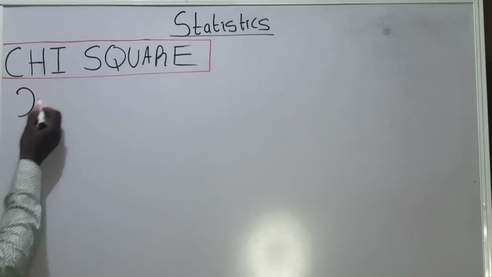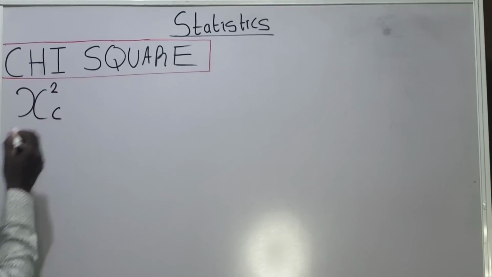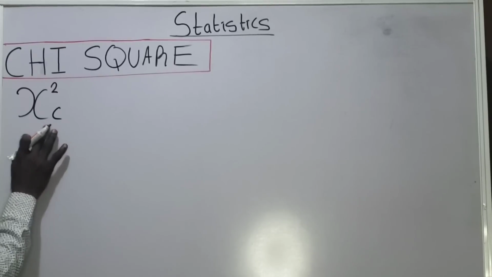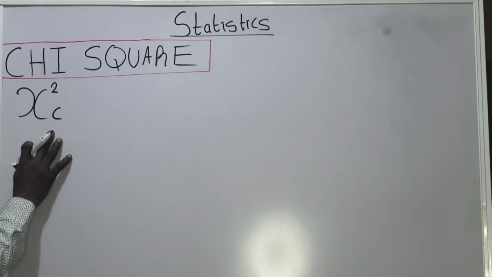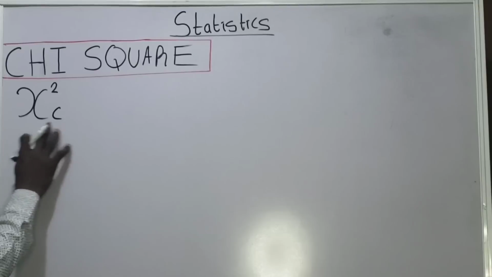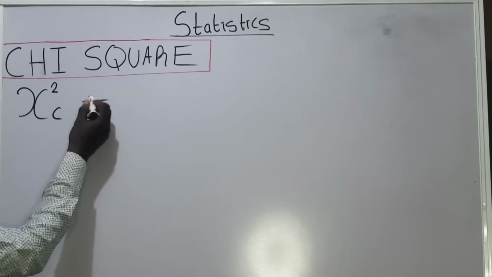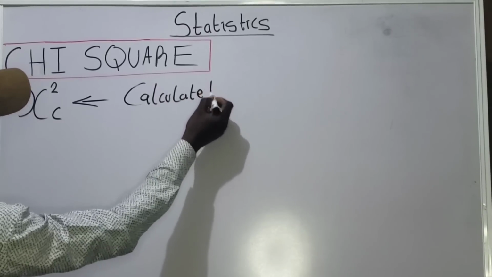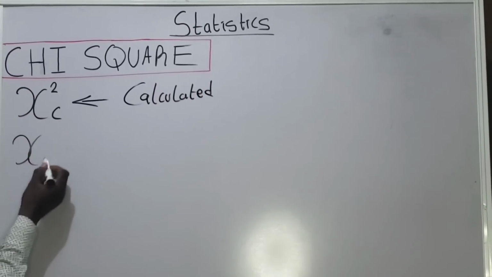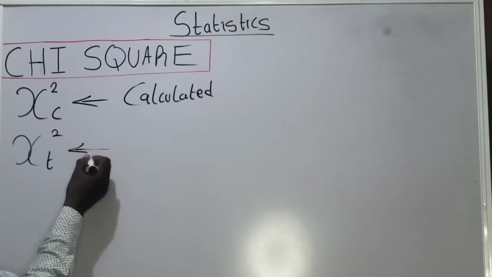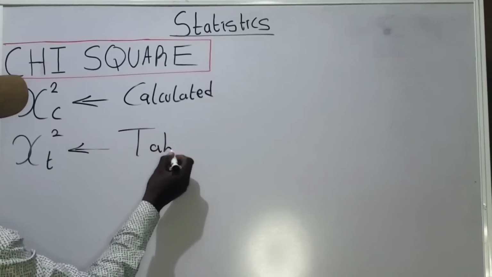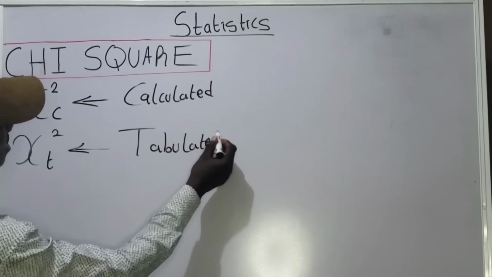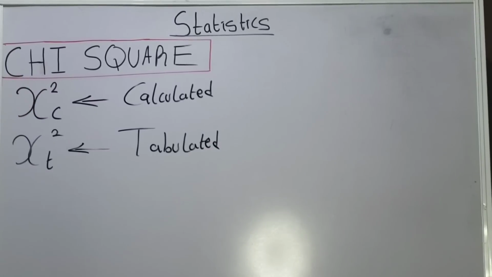This is a typical representation of chi-squared. This one means calculated chi-squared. This is the symbol for calculated chi-squared. Now you will have something like this. This is what we call tabulated chi-squared. This one is given on the table. Don't worry, I'm going to explain. I just gave you the symbol.